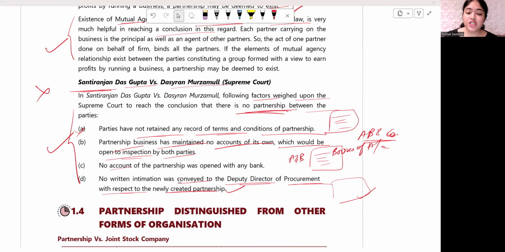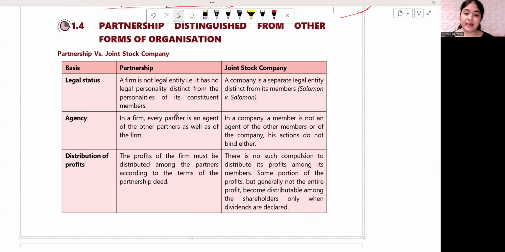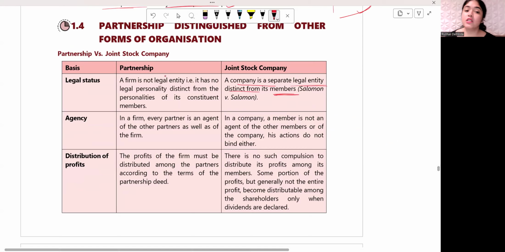Fine. Partnership distinguished from other form of organization. Now, how partnership is different from other businesses, we'll be checking that. Basis is partnership and joint stock company. First, we'll be seeing that. Company, as we have already learned in accounts, is a separate legal entity distinct from its members. And a firm is not a legal entity. Firm is not a legal entity. That is, it has no legal personality distinct from the personality of constituent members.